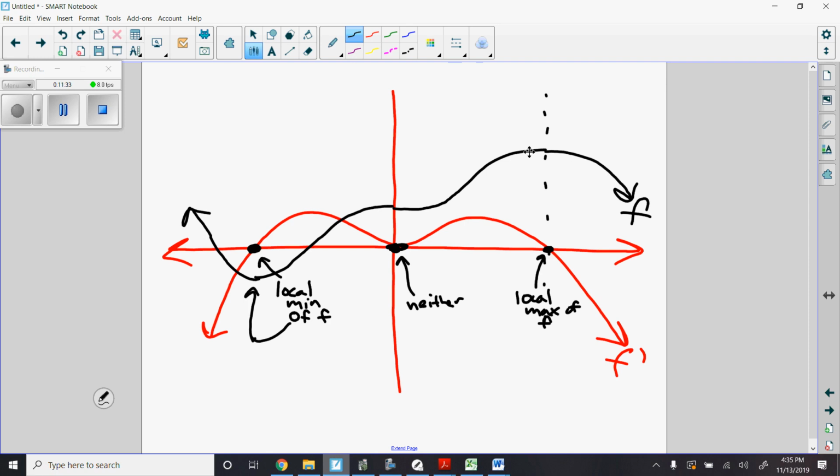Anywhere f prime is positive, I should see f increasing. Anytime f prime is negative, I should see f decreasing. And the farther away f prime is from the axis, the steeper the line should be, either positive or negative. Okay? Again, this is a little wacky to do, but we'll practice it tomorrow and we'll start to get used to it.